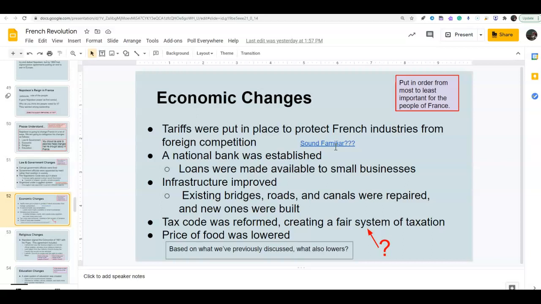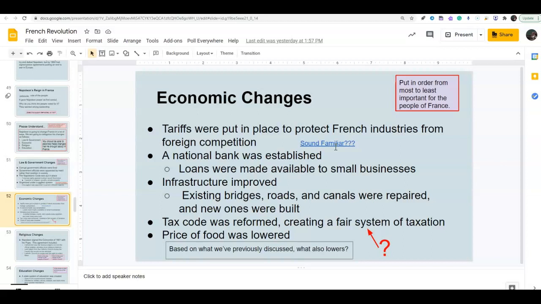So this isn't a new concept that Trump was wanting to do. It has been done throughout history. We're going to talk about it again in American history at the end of the 1800s. So tariffs were put in place to protect French industries from foreign competition. So companies in France that are making the same product that companies outside of France are making are going to be protected because their prices are going to be either the same or a little bit cheaper, and people are going to be inclined to buy the domestic made goods, the goods made in their country. So that's tariffs.